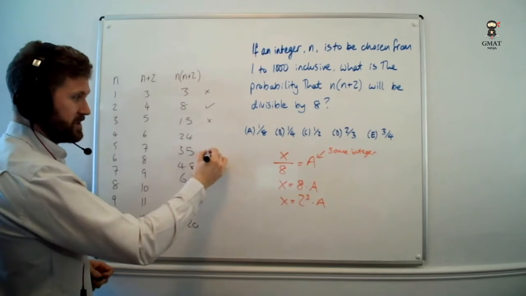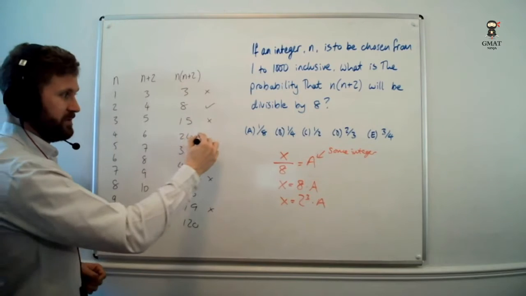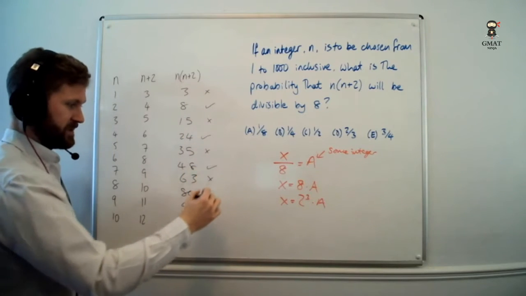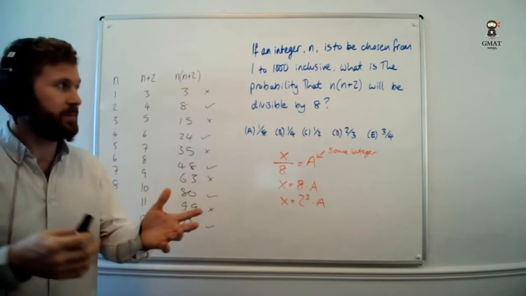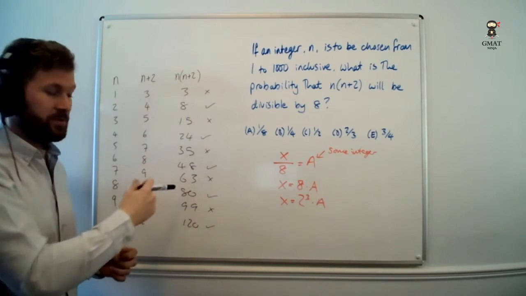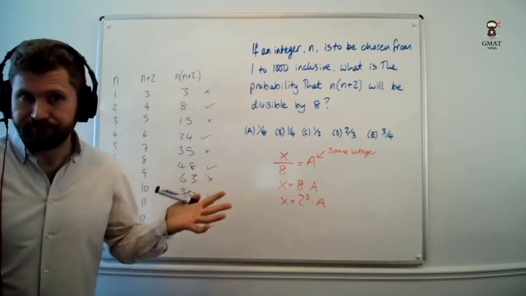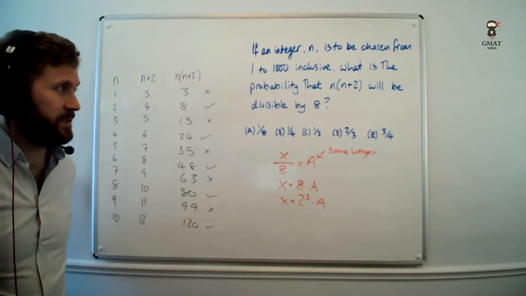15, we can definitely say all the odd numbers are not multiples of 8. 24 is, 48 is 6 times 8, 80 is in, 120 is in. And you can hopefully begin to see the pattern here, that it's just going no, yes, no, yes, no, yes, no, yes. Now, the question you might ask is, how do we know that pattern's going to continue?